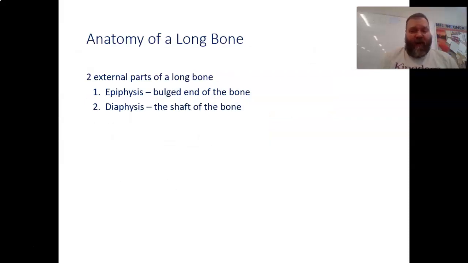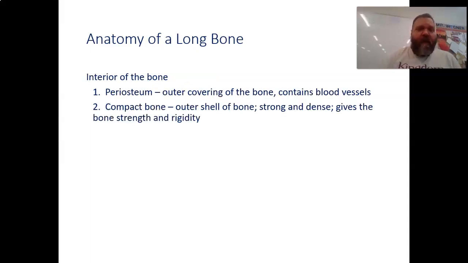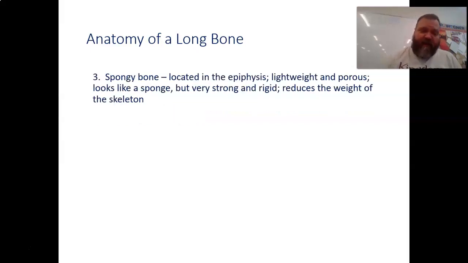Anatomy of a long bone. Again, this is a long bone only, with the epiphysis and the diaphysis. Exterior, there's the periosteum that we talked about, the outer covering of the bone, which contains blood vessels. The compact bone, which is the outer shell, strong and dense, gives the bone strength and rigidity.